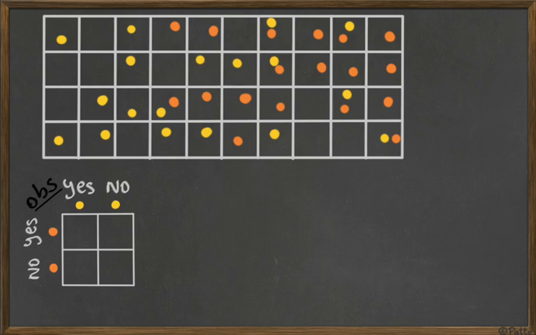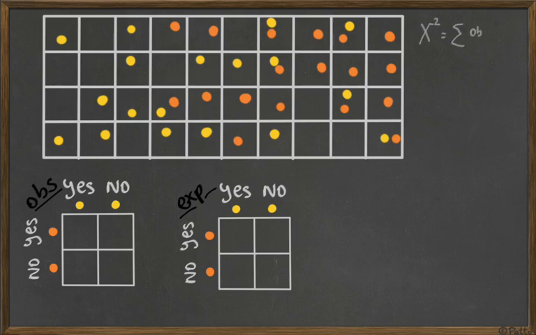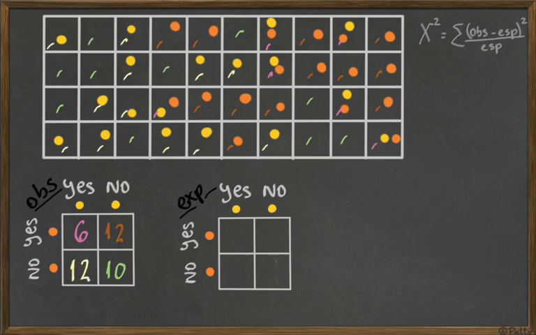Okay, now that you unpause the video, let's check how many we have over there. Oh yeah, I'm already putting all the values over there. So how many I have both of them together? It was 6. How many I have none of them? It was 10. How many I have only orange? It was 12. How many I have only yellow? It was 12 as well. So now we have those values.